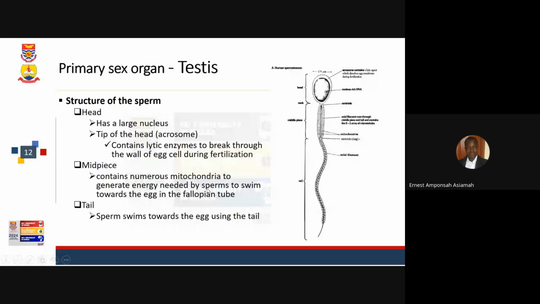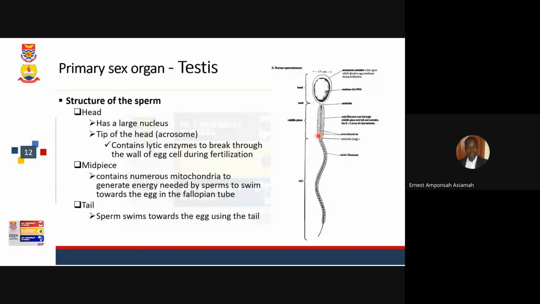Okay, so the sperm has a head, a middle piece, and a tail. The head has a nucleus. Then we have the tip of the head, which contains what you call the acrosome. The tip of the head is the acrosome, and this contains some digesting enzymes that can break through the wall of the egg during fertilization.